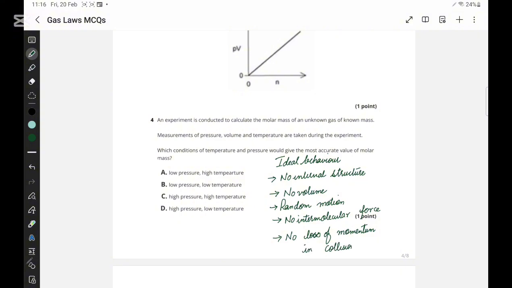If we need to follow these conditions, for that purpose the temperature should be high. Temperature needs to be high because at high temperature no force of attraction is going to develop, and pressure needs to be low because at low pressure particles are away from each other and the chances of developing intermolecular force of attraction would be minimum. So our answer is going to be A.